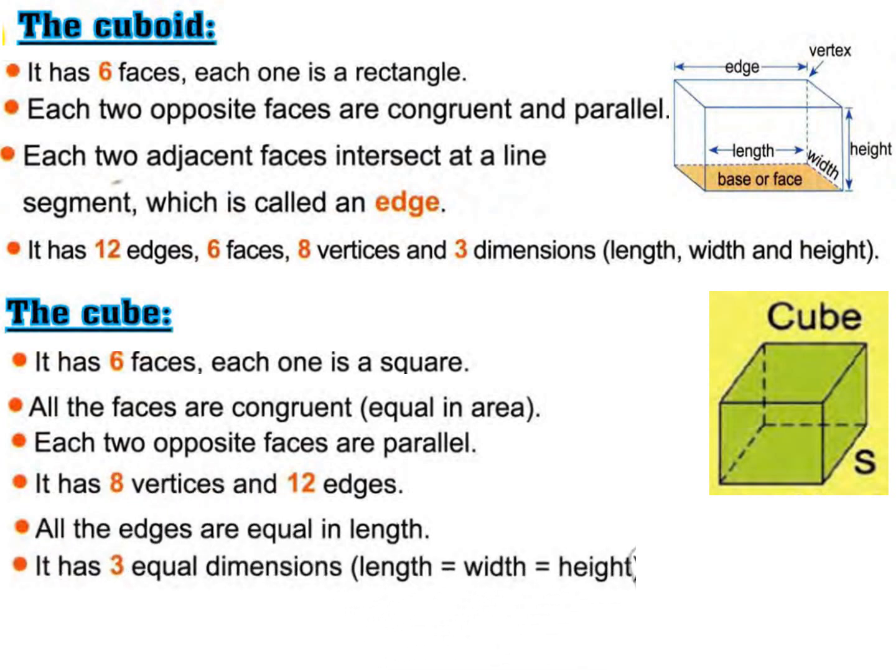It has 3 equal dimensions: length equals width equals height. This means that we can call the 3 dimensions the edge length. So if we talk about its volume, we can write the volume as edge length times edge length times edge length, okay? Edge length times itself. But the cuboid has 3 dimensions not equal in length. This means that length is not equal to width, not equal to height. So the volume of this cuboid equals length times width times height.